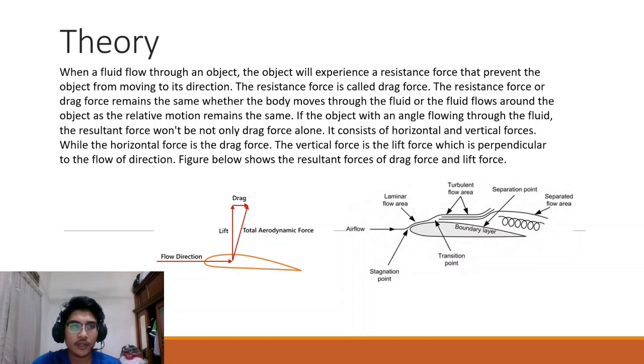When a fluid flows through an object, the object will experience a resistance force that prevents the object from moving in its direction. The resistance force is called drag force. The drag force remains the same whether the body moves through the fluid or the fluid flows around the object, as the relative motion remains the same. If the object is at an angle to the fluid, the resultant force won't be only drag force alone. It consists of horizontal and vertical forces. While the horizontal force is drag force, the vertical force is the lift force, which is perpendicular to the flow direction. The figure below shows the resultant forces of drag force and lift force.